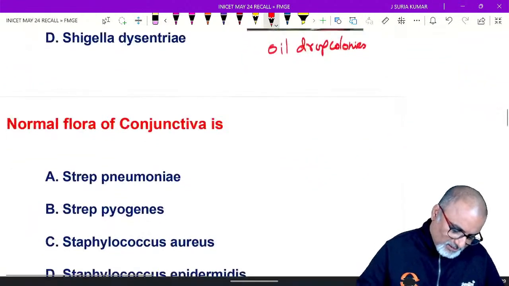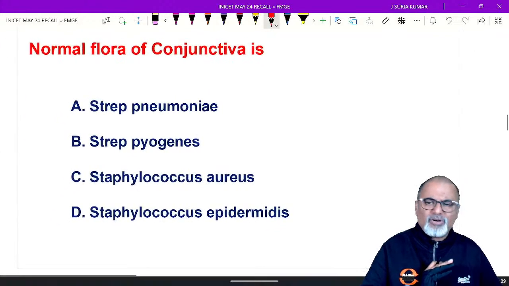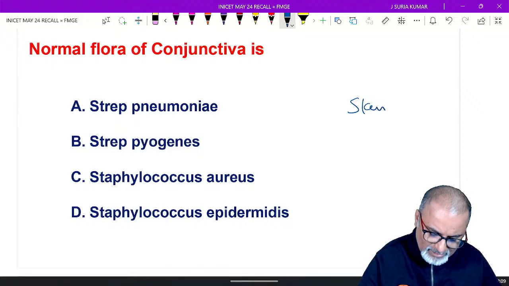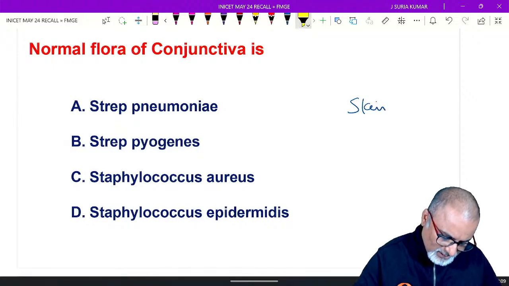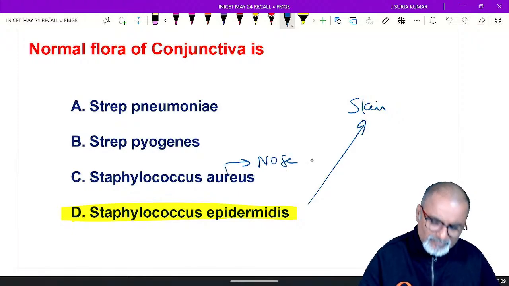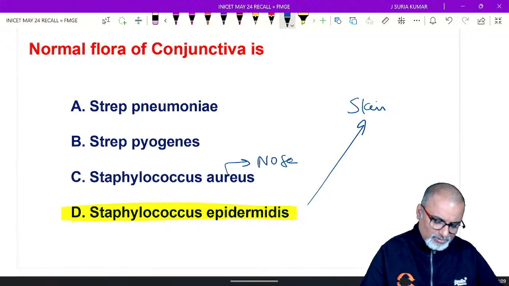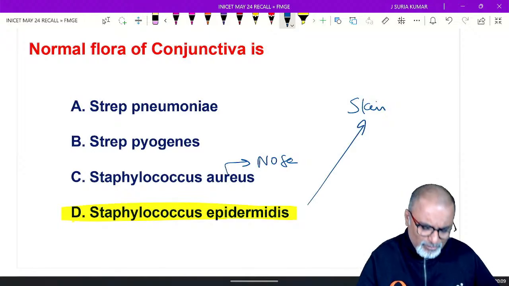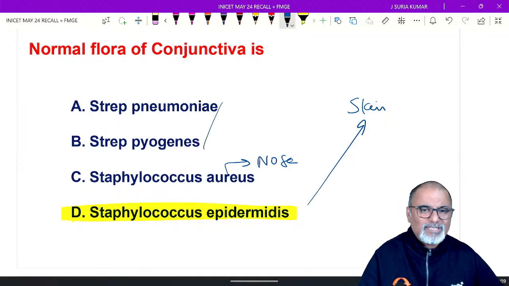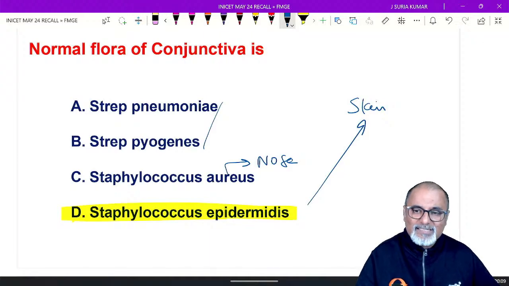Next is normal flora of conjunctiva. You should know about all normal flora. For example, skin and conjunctiva: normal flora is Staph epidermidis. Staphylococcus aureus is seen in the nose as normal flora. Strep pyogenes and pneumoniae are usually not considered normal flora, but they may be seen in the throat. Possibilities are there.